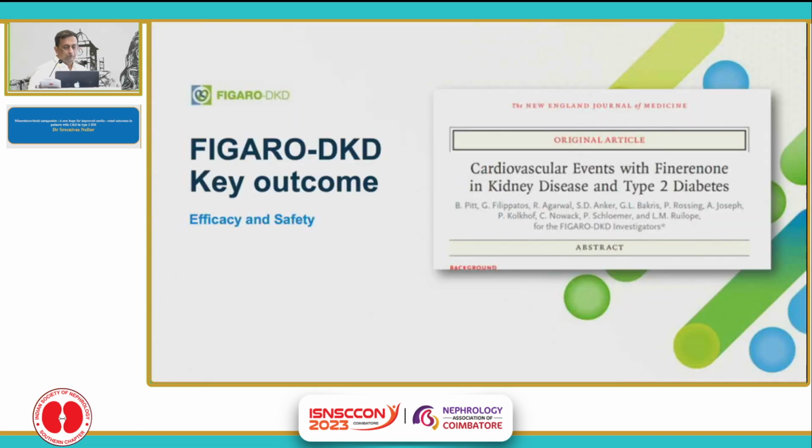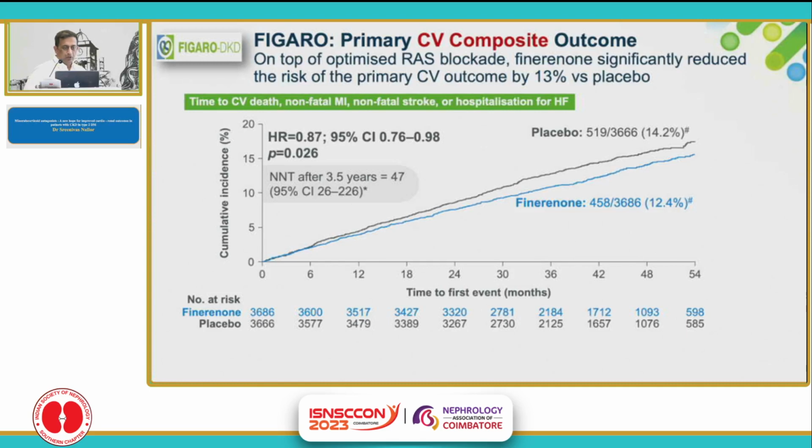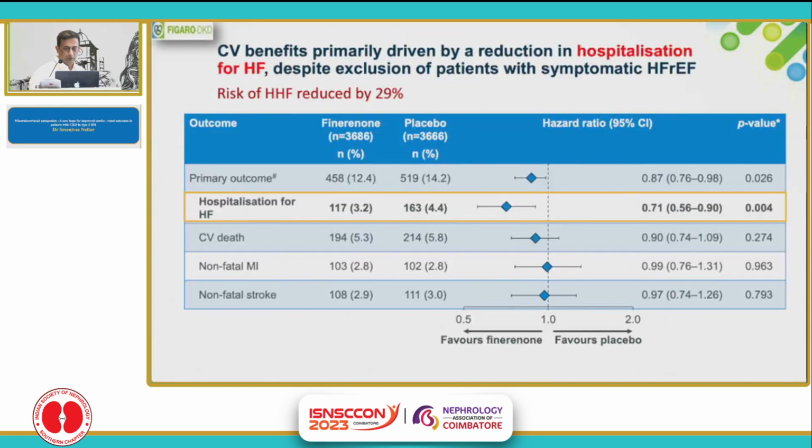Now coming to the Figaro DKD key outcome, primary cardiovascular composite outcome, time to cardiovascular death, non-fatal MI, non-fatal stroke, or hospitalization for heart failure. The finerenone reduced the risk of cardiovascular primary outcome by around 13%. And the bulk of the benefit for reducing the cardiovascular mortality came from the reduction in hospitalization for heart failure. So, even though the study population did not include patients with reduced ejection fraction.